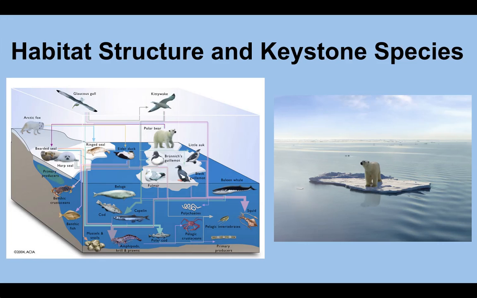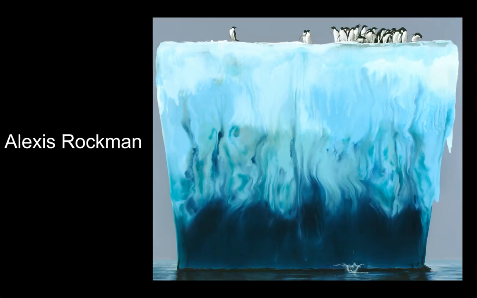A loss of any keystone species in an ecosystem lessens the biodiversity and throws off the balance of the system. And many studies have concluded that the polar bear will be extinct by the year 2050, and I got that information from National Geographic. A little bit more about the exhibit.